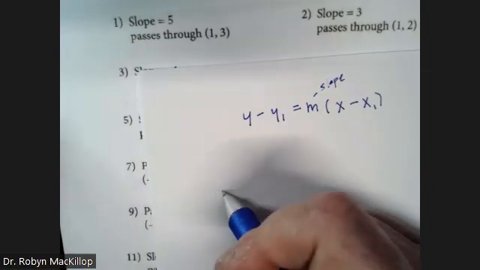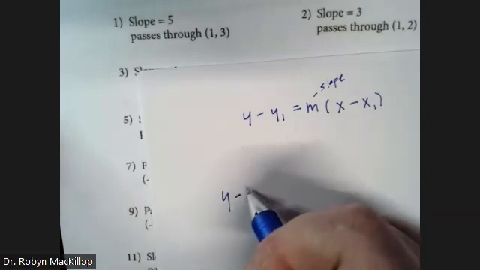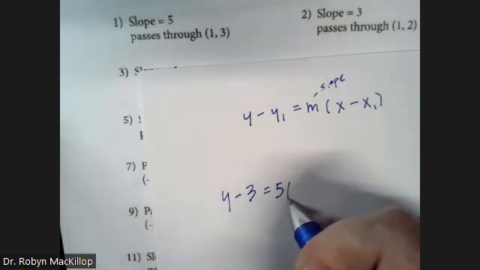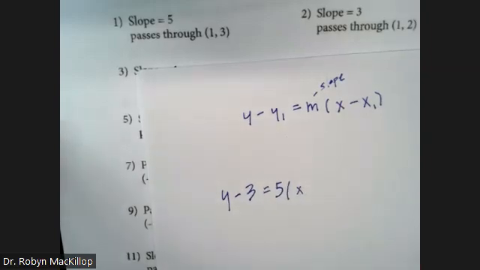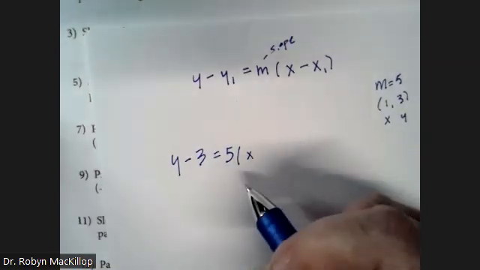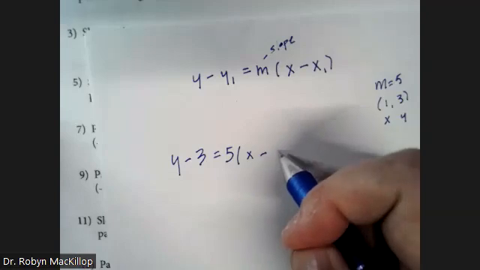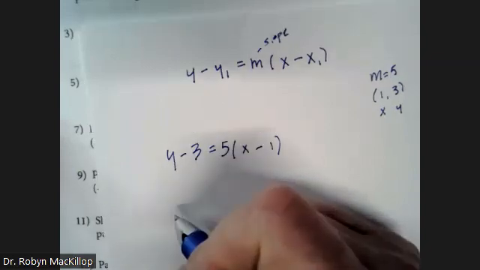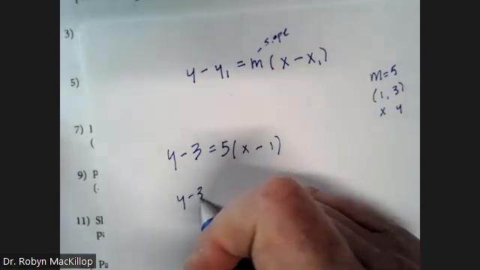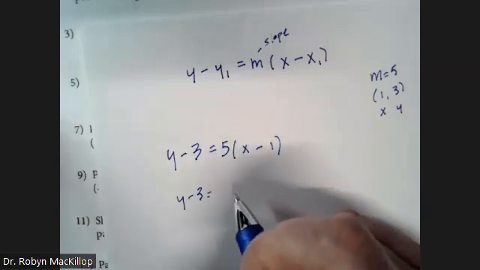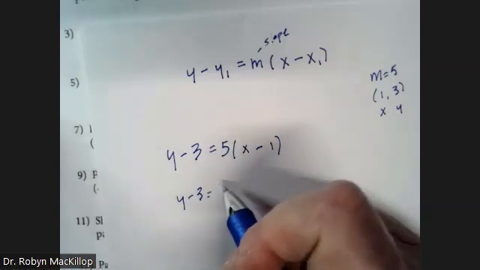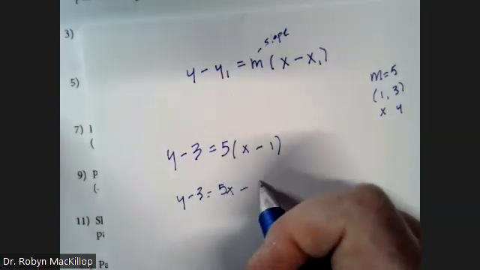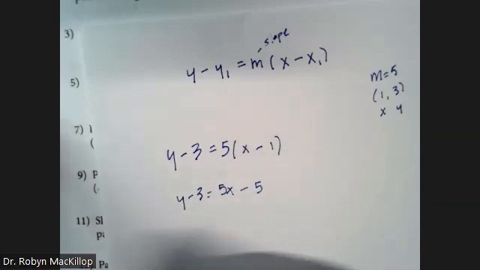So we've got y minus 3 equals the slope of 5 times x minus 1. And then we're just going to solve it. So we've got y minus 3, haven't done anything with that yet. 5, this is distributive property. So 5 times x is 5x. 5 times 1 is 5.